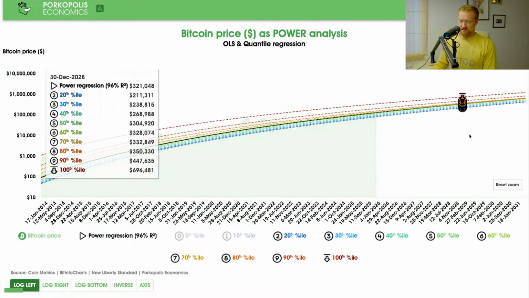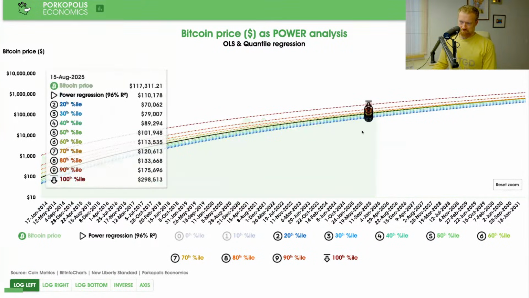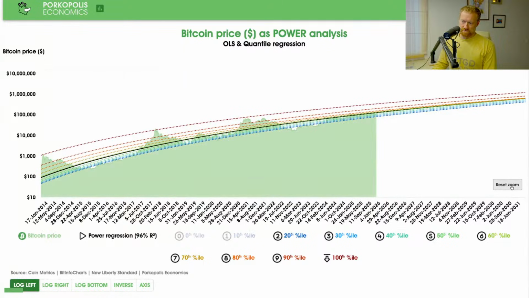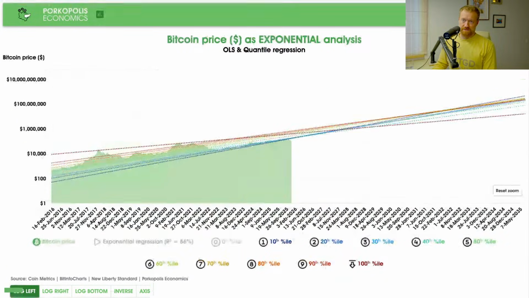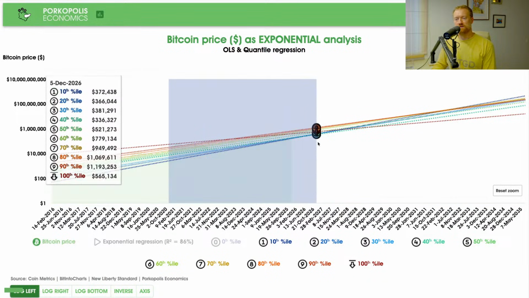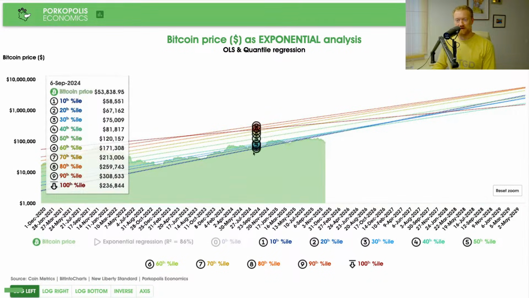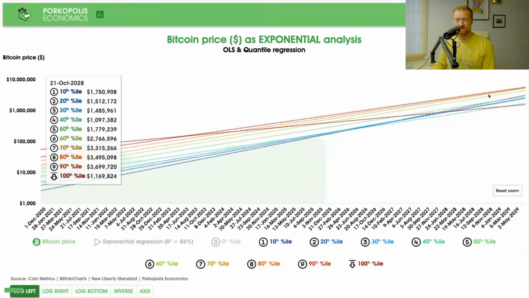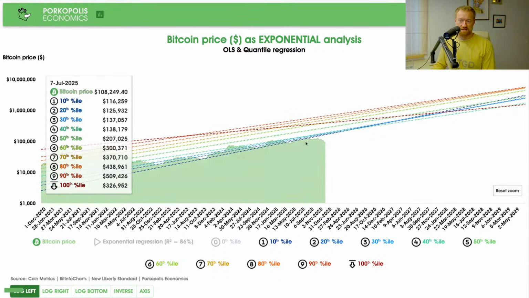This is a totally sound statistical way to look at it. Bitcoin moves in power. It does not move in exponential. You don't even need a stats background to understand the numbers look wacky, trying to shoehorn an exponential analysis onto Bitcoin.